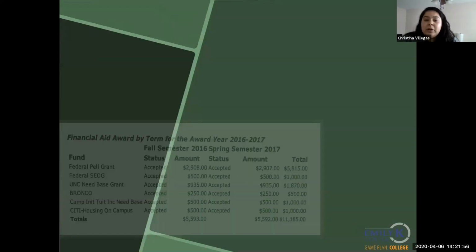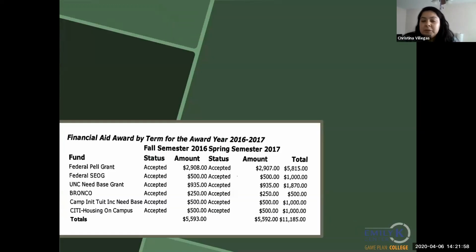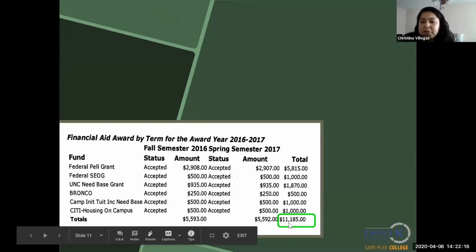Here is an example of an award letter. This is from the 2016-2017 year, for Fayetteville State University. The amounts do vary and change from year to year, but they are very similar. But here is the total amount. I'm going to explain each section in a little bit, but the total amount that this student is getting in financial aid is $11,185.